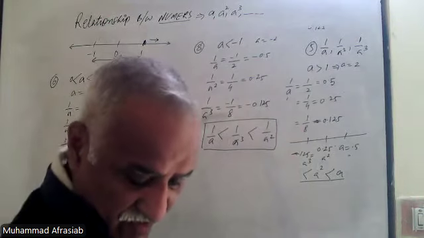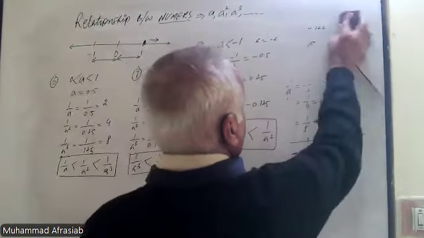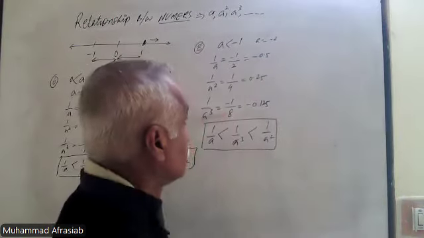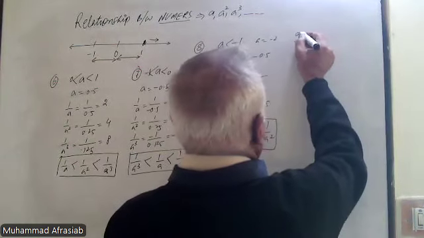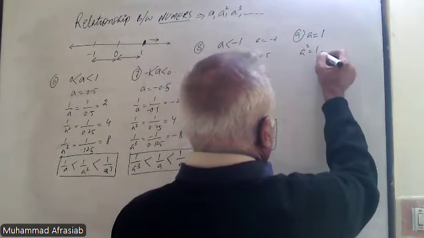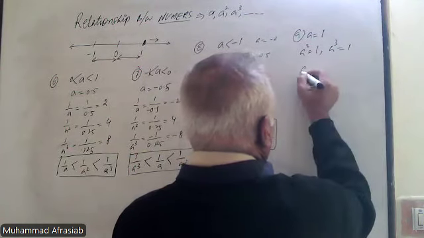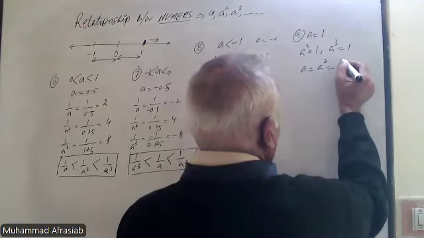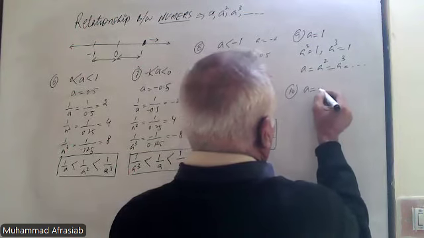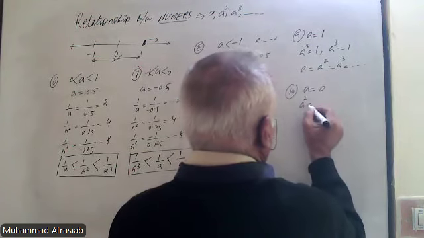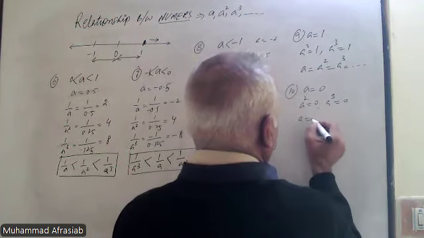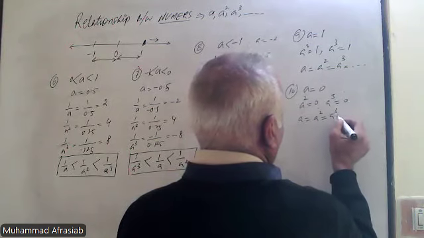And if a is equal to 1, then a square is equal to 1, a cube is also equal to 1. So this means a is equal to a square is equal to a cube and so on. If a is equal to 0, then a square is equal to 0, a cube is equal to 0. So this means a is equal to a square is equal to a cube and so on.